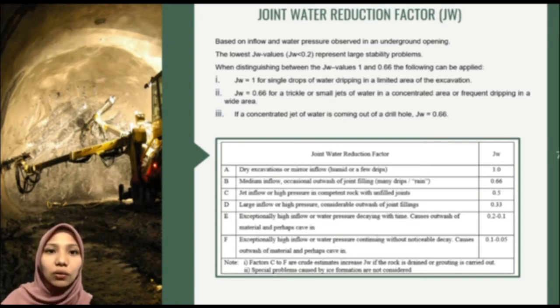When the joint water value is between 1 and 0.66, the following can be applied. JW equals 1 for a single drop of water, JW equals 1.66 for a trickle of water or a small jet of water. If a concentrated jet of water is coming out of a drill hole, JW equals 0.66.